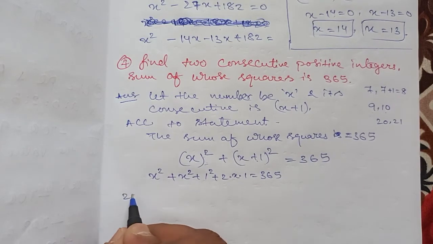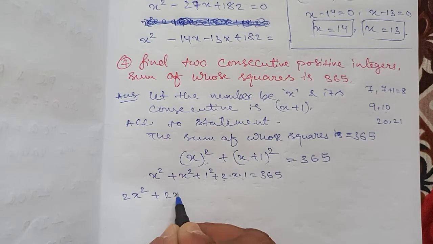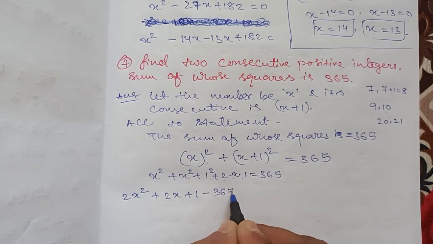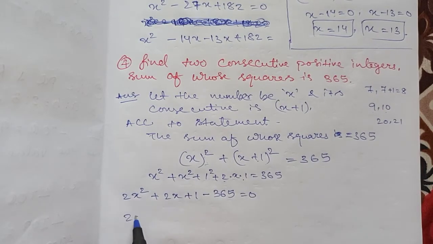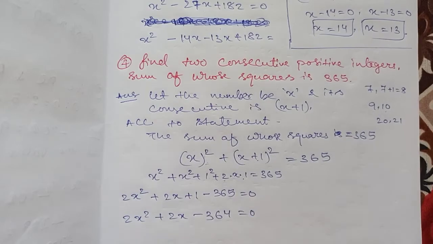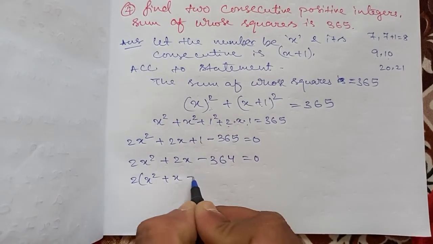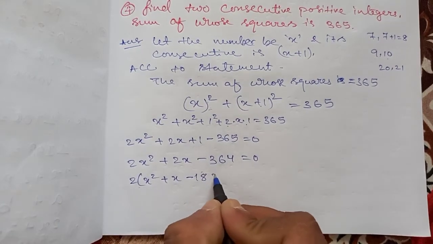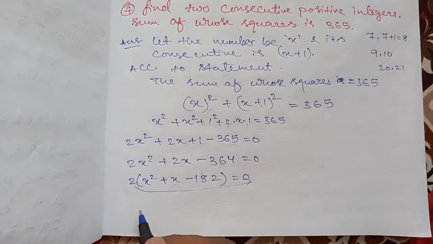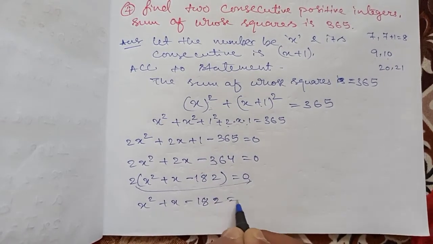x square plus x square is 2x square, plus 2x plus 1. Bring this term to this side, minus 365 equals 0. We will get 2x square plus 2x minus 364 equals 0. Take out 2 common. We will get x square plus x minus 182 equals 0, since 2 into 182 gives us 364. Divide by 2 here. We get the equation x square plus x minus 182 equals 0.